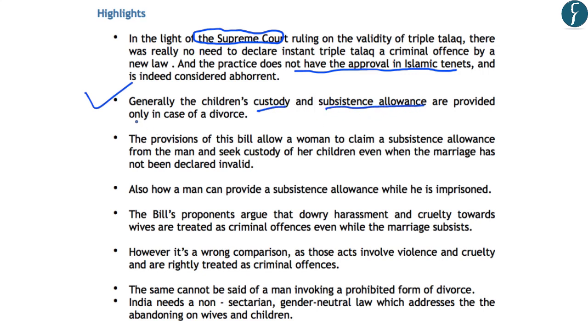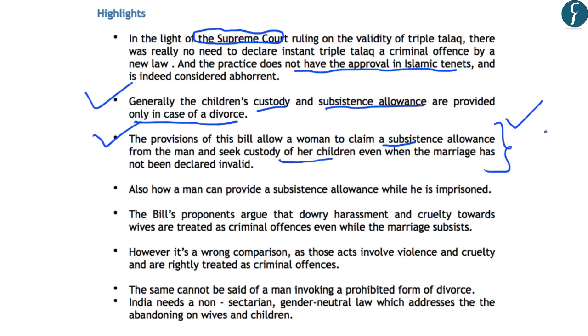Further, the editorial highlights that generally the children's custody and subsistence allowance to the women are provided only in case a divorce has been finalized in other religions and other types of marriages. However, the provisions of the Triple Talaq bill allow a woman to claim a subsistence allowance and seek the custody of her children even when the marriage has not been declared invalid under this law. So, even when the marriage subsists or has not been declared void, the woman can claim the subsistence allowance or seek the custody of her children from the man. Now, how this provision will be implemented is not clear as of now, and such a loophole in the bill has chances of being exploited.